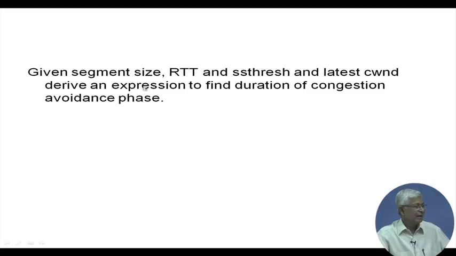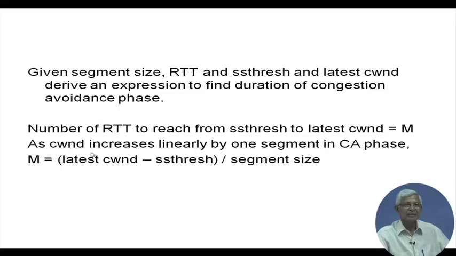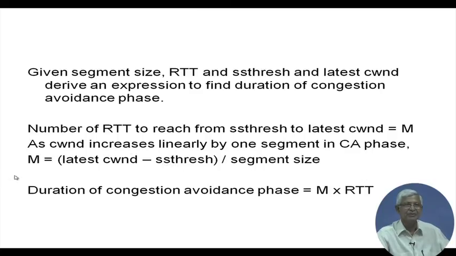Given segment size, RTT, SS threshold and the latest cwnd, derive an expression to find the duration of the congestion avoidance phase. So, when it is growing linearly, that is, cwnd is more than SS threshold. The number of RTTs to reach from SS threshold to the latest cwnd, let us call it m. As cwnd increases linearly by 1 segment in congestion avoidance phase, m is the latest cwnd, which is higher than SS threshold, minus SS threshold, divided by the segment size. So, I got m. So, m times RTT is the duration in the congestion avoidance phase.